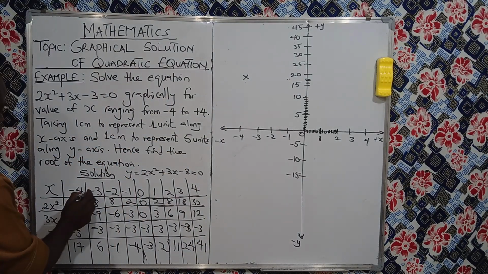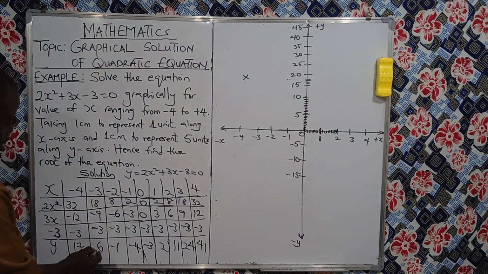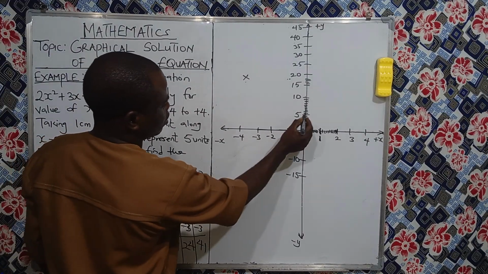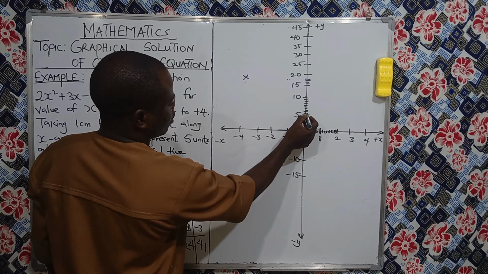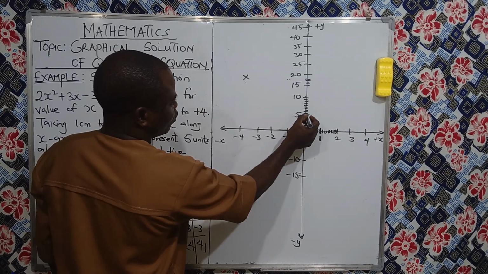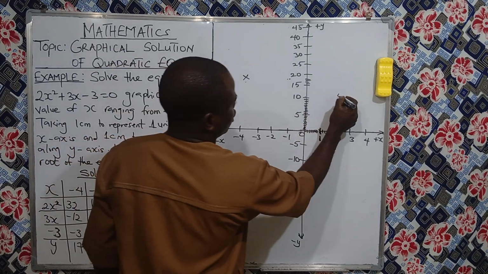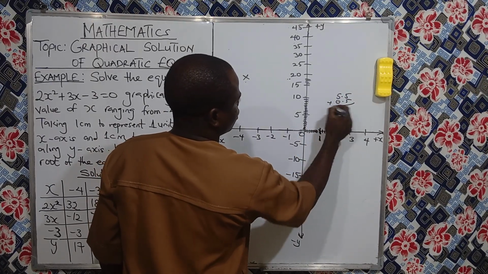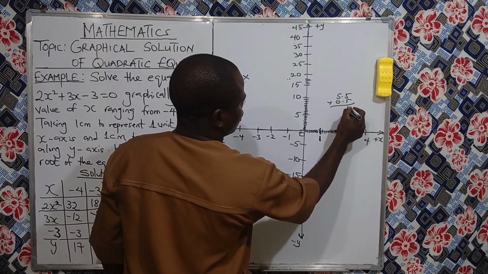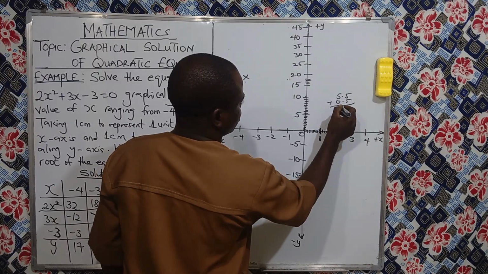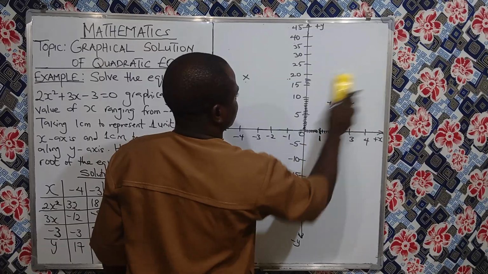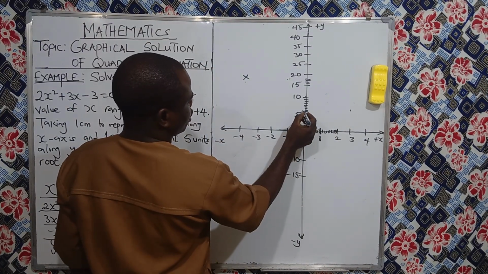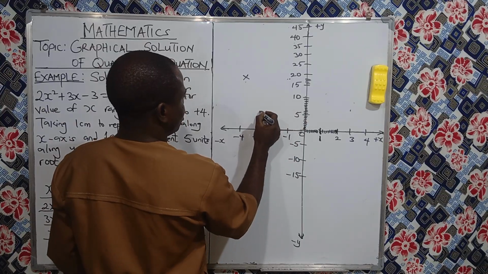Next one, when x is minus 3, y is 6. X is minus 3, y is 6. 5.5 plus another 0.5. See now, 5.5 plus 0.5 is 6. That means the second box will be our 6, at minus 3.